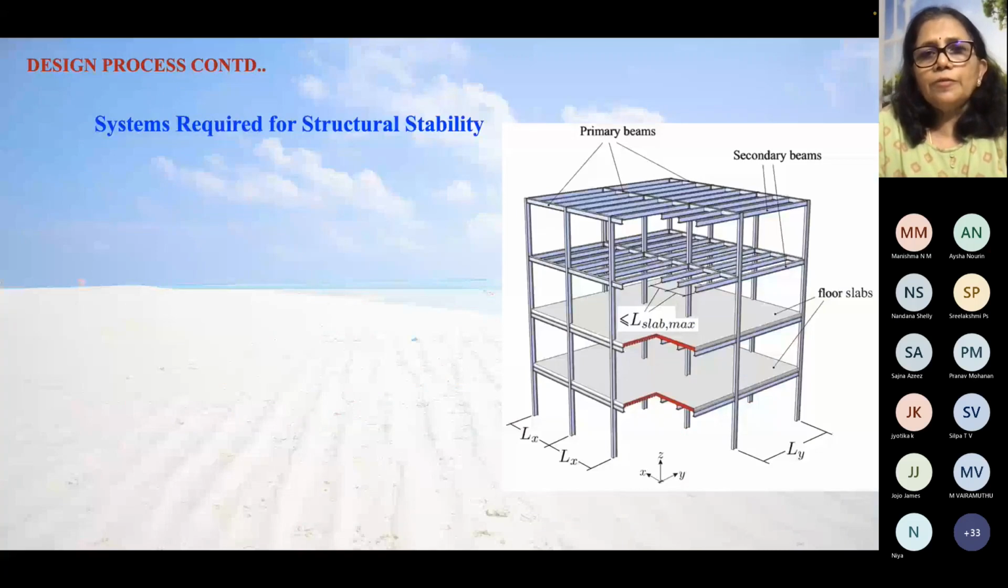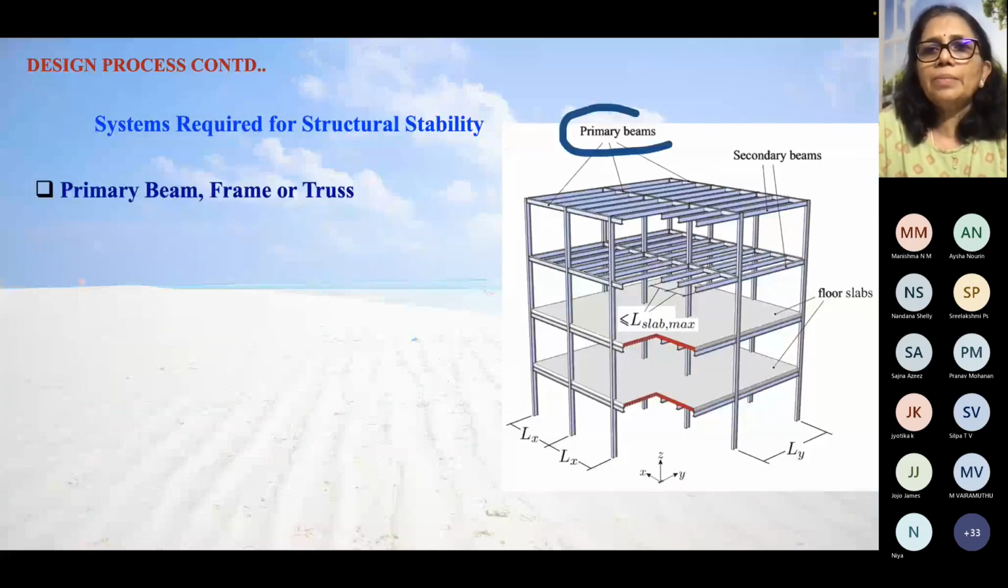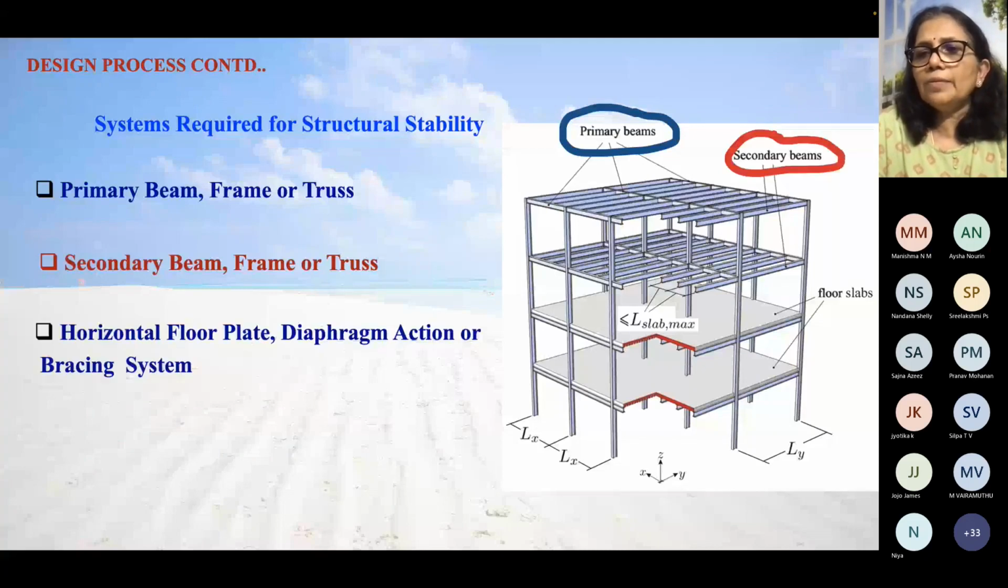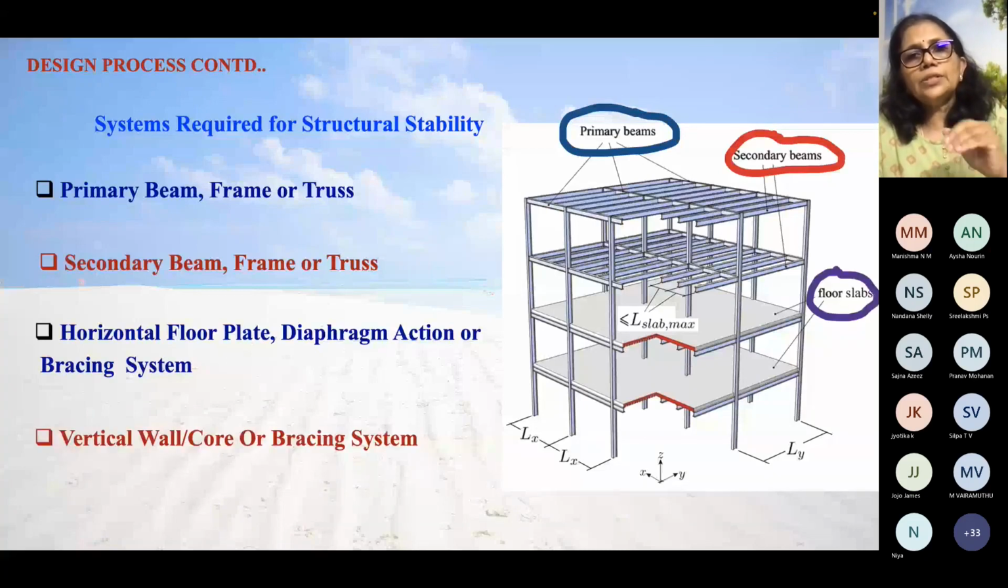And systems required for structural stability, you can see primary beams. These are the primary beams and secondary beams. And then you have the horizontal floor plate, which are the floor slabs, and you have vertical walls. So these all will form the structural stability system.